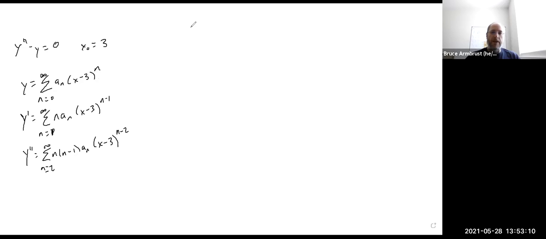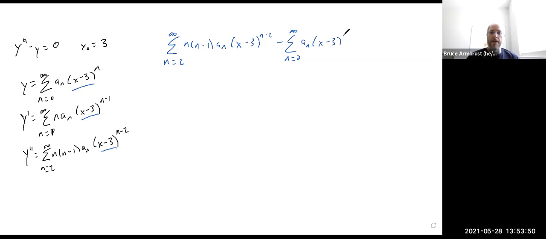So notice that really the only thing that changed was instead of having x to the powers, we have (x minus 3) to the powers. All right. But then at this point, it's business as usual. We'll plug those things in. So we got the sum from 2 to infinity of n times (n minus 1) a sub n times (x minus 3) to the n minus 2, minus the original one. So 0 to infinity, a sub n (x minus 3) to the n.